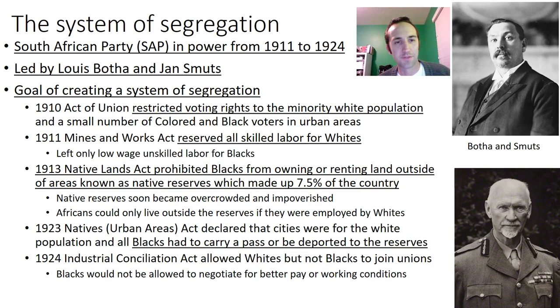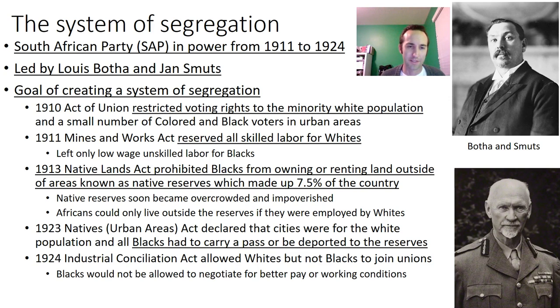The 1910 Act of Union was, basically, restricting voting rights so that it's just for the whites, and in this early one, they did allow some voting rights to a small amount of colored and black voters in urban areas. But largely, it's 99% white. It's just 1% they allow to vote early on. That'll be taken away soon.